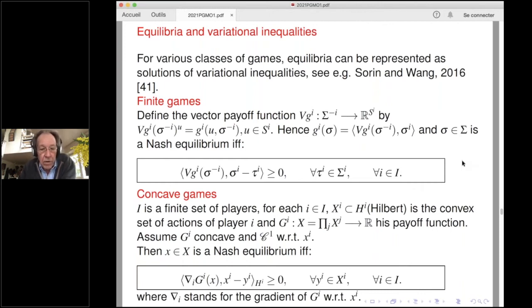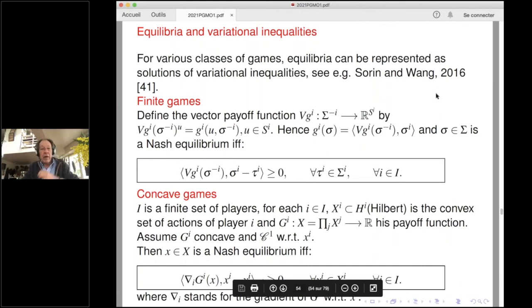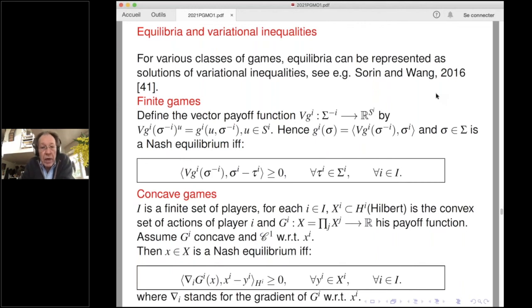If you have a concave game, so let's say you are in a Hilbert space, and you assume that the payoff function is concave and C1, then you have a Nash equilibrium if and only if, when you take the gradient of the payoff of player I with respect to the i component, you have this inequality. Because you are just looking at deviations with respect to the i component and the function is concave.